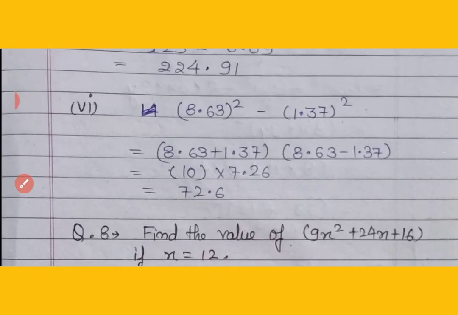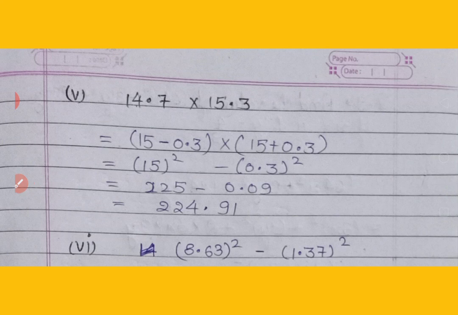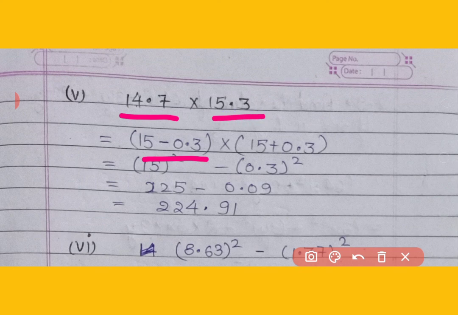Next question of this, decimal numbers are given here. It has given 14.7 multiplied by 15.3. We have to use the formula a square minus b square. So we have to change into the nearest whole number. So whenever we change, 14.7 became 15 minus 0.3, and 15.3 became 15 plus 0.3.